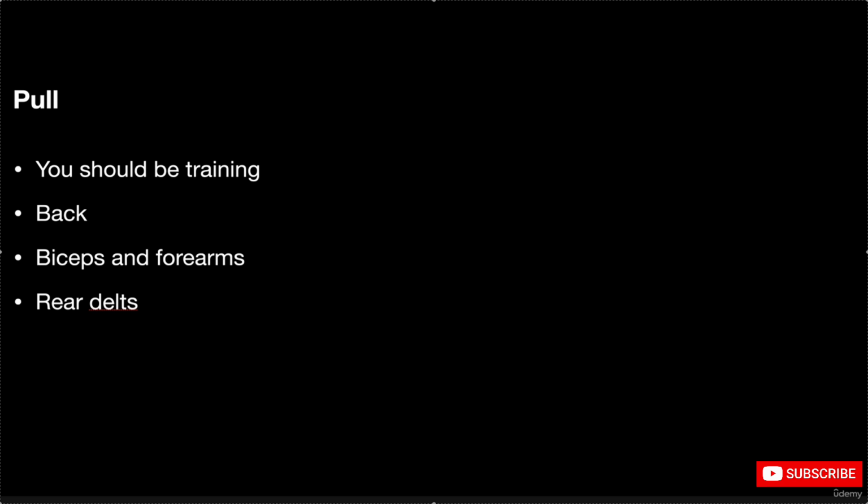On pull, you should be doing back, biceps and forearms, and rear delts. For back, I've told you a few exercises in the previous video. You just have to do those for 5 sets. All the bicep workout should be done with 5 sets. Just 3 sets of preacher curls and 2 sets of regular bicep curls is enough. And for back, any one of those two exercises I've told you in the previous video would work. And for the rear delt, just do rear delt flies on the pec deck.